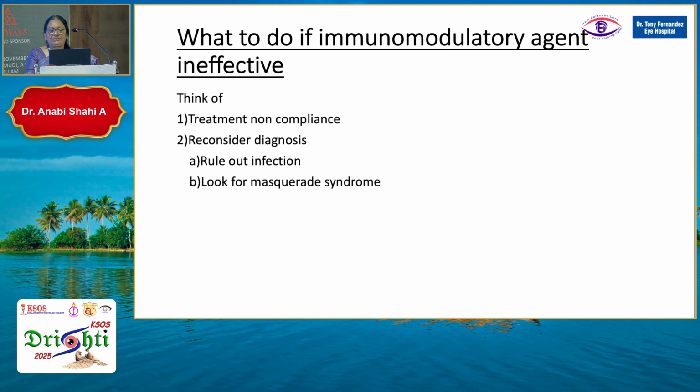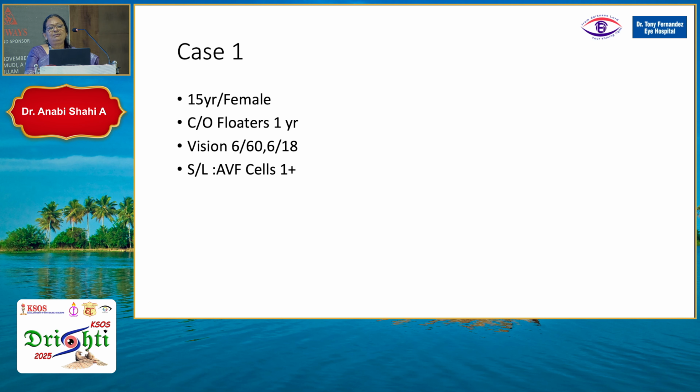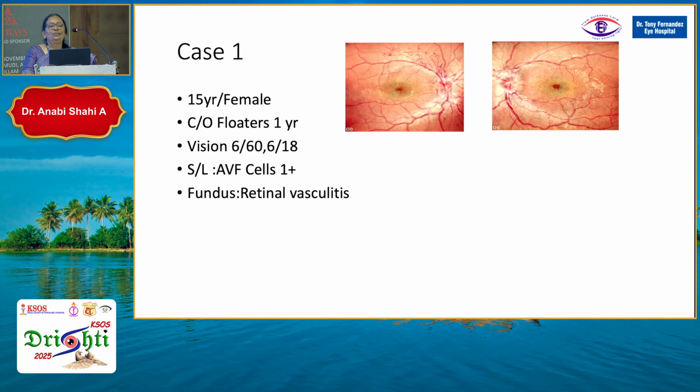This is a 15-year-old female who came to us with complaints of floaters of 1 year duration. When she presented, the vision was 6/60 in the right eye and 6/18 in the left eye. Slit lamp examination showed anterior vitreous cells of 1+. She gave history of taking biologics for the last 6 months, but they were not satisfied with the response. So they stopped the medication and came to us.